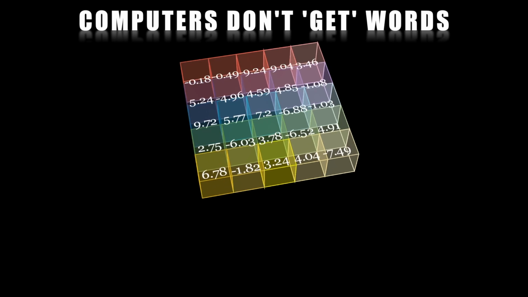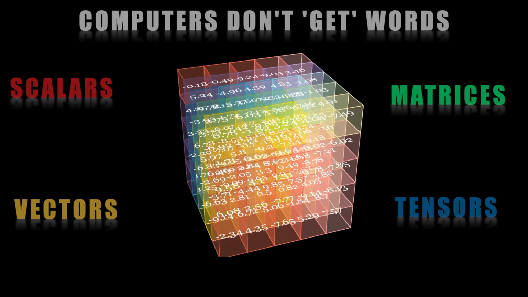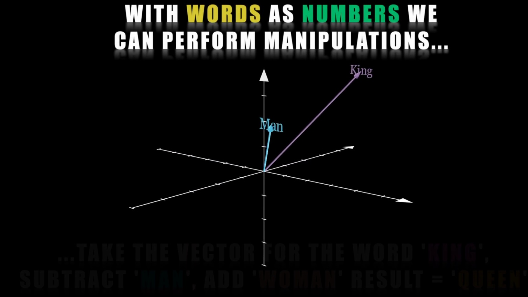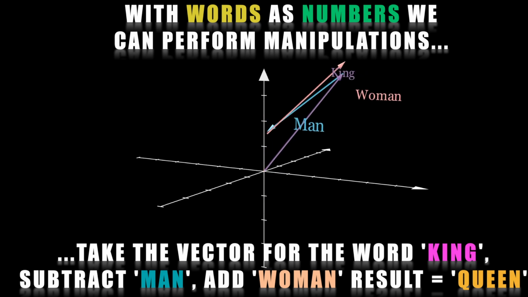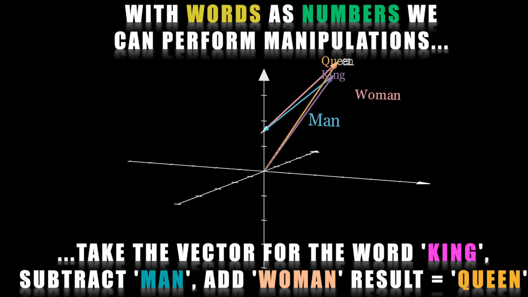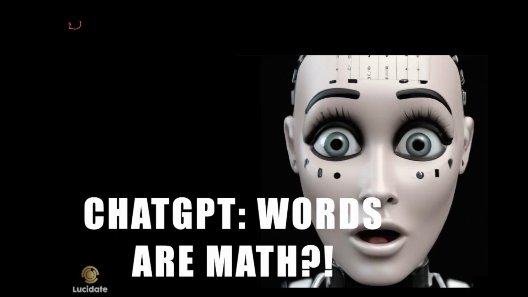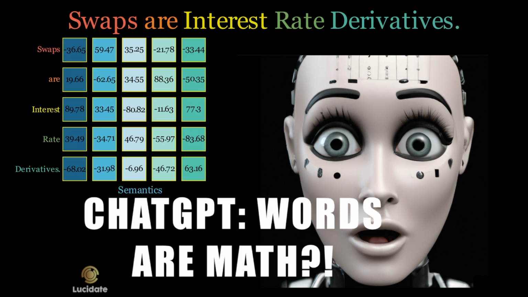Computers don't understand words, they only understand scalars, vectors, matrices and tensors. Word embeddings are a way of representing words as vectors. By converting words into vectors, we can process them using math and apply them in machine learning algorithms. Word embeddings can capture the meaning of words and their relationships to other words, making them an invaluable tool for tasks like classification, translation, and sentiment analysis.